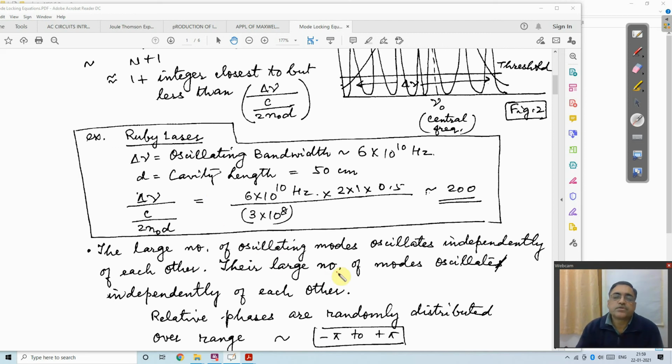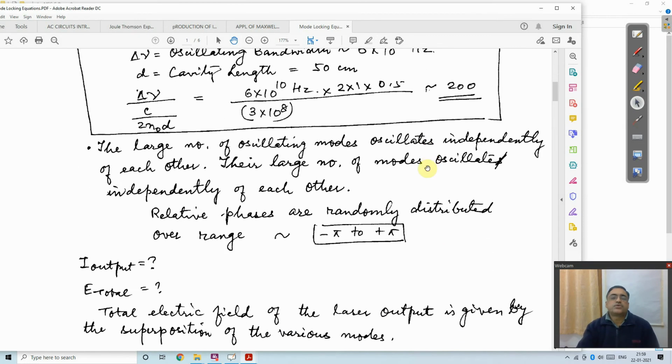This large number of modes oscillate independently of each other. So the relative phases are randomly distributed over a range of minus pi to plus pi, over a whole angular period.